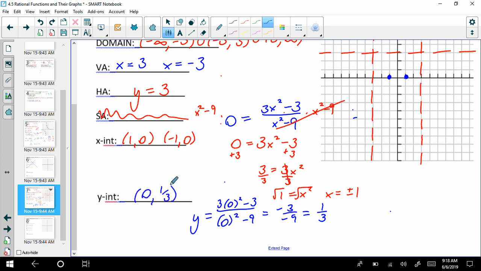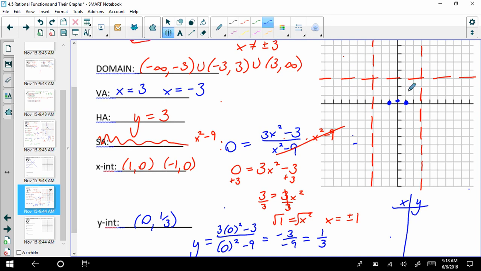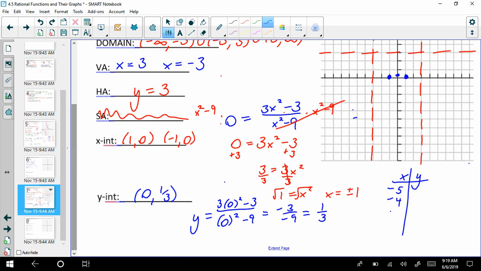So there's my y-intercept. Let's plot that, it's like 0.3-ish on the y-axis. Okay, now I would like some more points so I have a better idea of what this graph is going to do. So I would pick some points on either side of my vertical asymptotes. Since this vertical asymptote on the left is at -3, let's pick like -5 and -4. Let's see what happens.